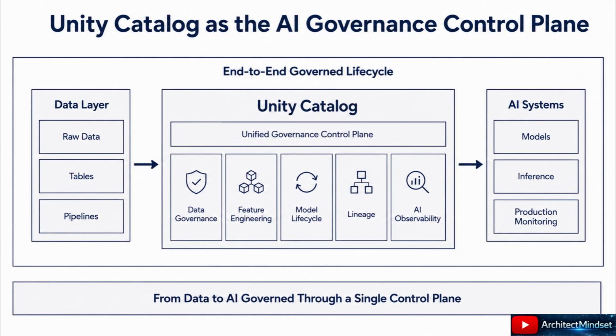In this video, we will look at how Unity Catalog extends governance beyond tables into feature engineering, model lifecycle management, lineage, and modern AI observability, so the full path from data to model becomes part of a single governed control plane.